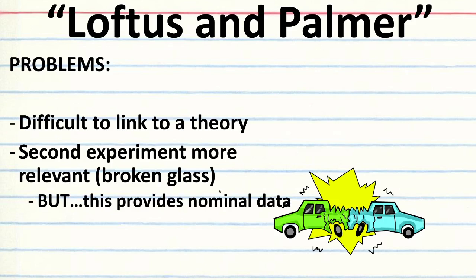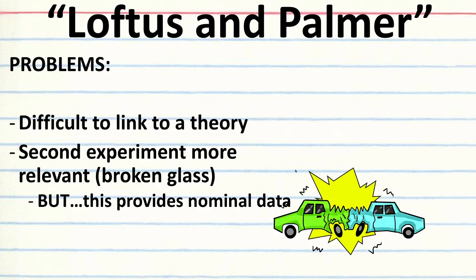But the problem with that is it provides nominal data because it's just categorical. Did you see broken glass? Yes or no. Now you can gather nominal data for your AA. There's no problem with that. But it can just make things a little bit trickier when you have to do the chi-squared test, which is, I find, just slightly more complicated than the Wilcoxon and the Mann-Whitney U test to do for the inferential statistics.